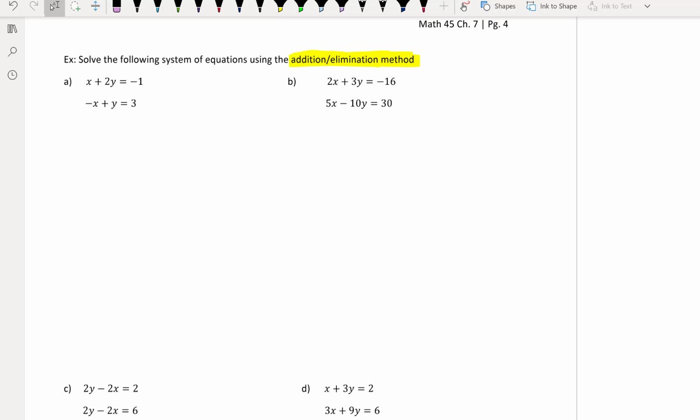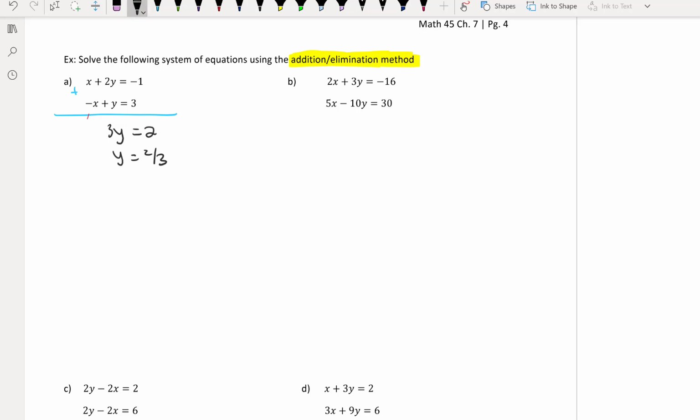So look at your variables. Your goal is to cancel one out right from the beginning if you can. So notice if I were to add these together, 2y plus 1y, that gives me 3y. That doesn't cancel it out. But if I have positive x and negative x, it does cancel out. So that's great. So if I were to add these two equations together, the positive x and the negative x cancel out. So then you would be left with a 3y, and negative 1 plus 3 would give me a positive 2. So you would get that y is equal to 2/3, okay? Perfect.